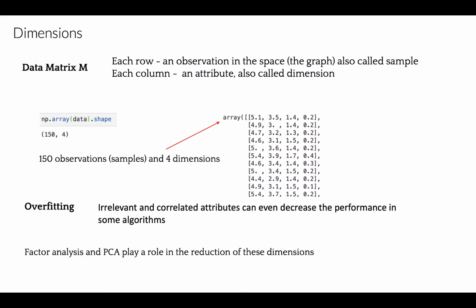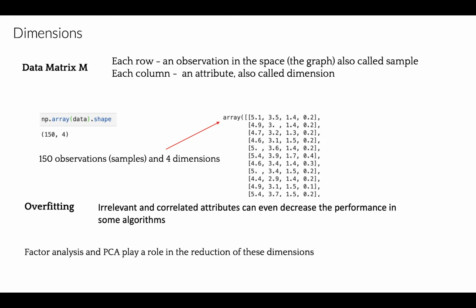Let's review the concept of dimensions. When we have a simple data matrix M where each row represents an observation in the space, also called a sample, and each column represents an attribute, also called a dimension, we say you have, for example, 150 observations and 4 dimensions.